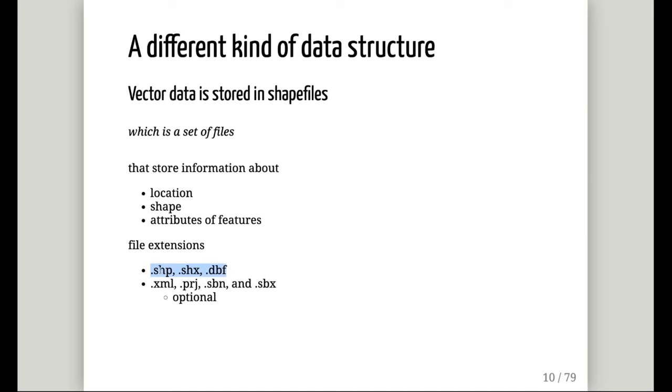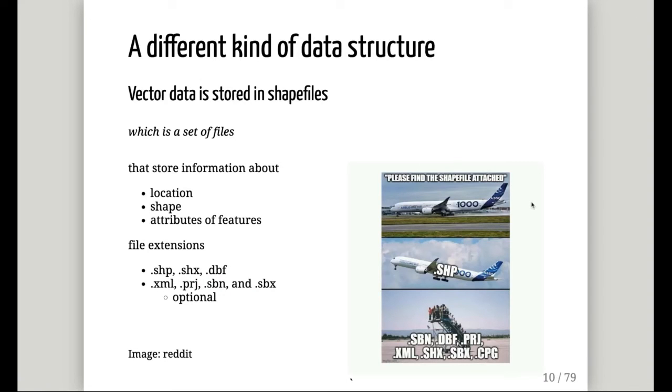And like I said, there will be multiple files. Your shapefiles will have at least these three files with the extensions .shp, .shx, .dbf. And they may also have these other extensions, but they are optional, they are not essential. And take this to heart when you're dealing with shapefiles. Remember this, that they are multiple files.